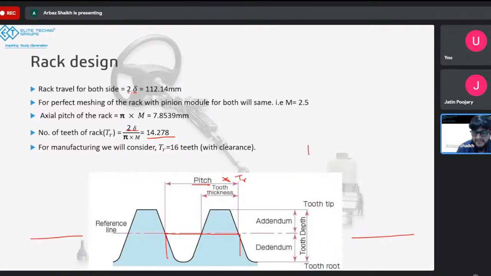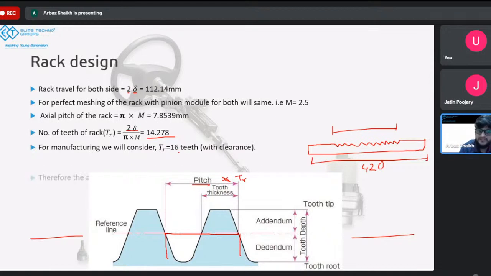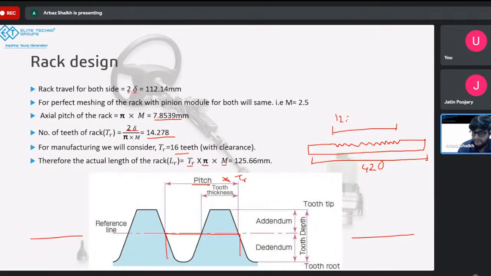Now, imagine this to be the rack, and I'm drawing it over here. In this, the teeth will be cut something like this. Sorry for my bad drawing, but this is how it will be cut. This whole distance from end to end was 420 mm, and this distance from here to here is calculated according to 16 teeth. So the actual length becomes TR, the number of teeth, multiplied by pi m, the actual pitch. 7.85 multiplied by 16 gives us 125.66, so this length over here is 125.66.